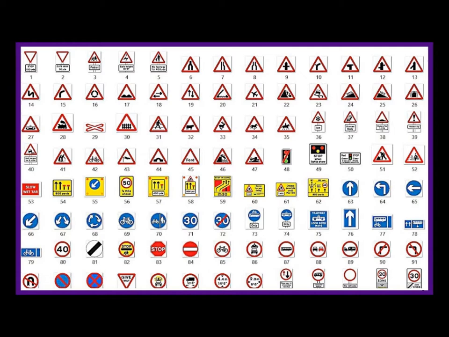What does this sign mean? It's a tram inside a red triangle, means trams crossing ahead. What does this sign mean? This is a red triangle with a black gradient of 10% on it, so it's going downwards to the right, which means steep hill downwards. What does this sign mean? It's a red triangle with ford written inside, which means water across the road.